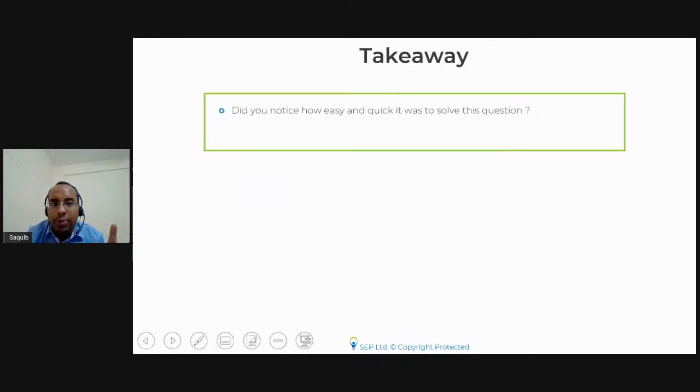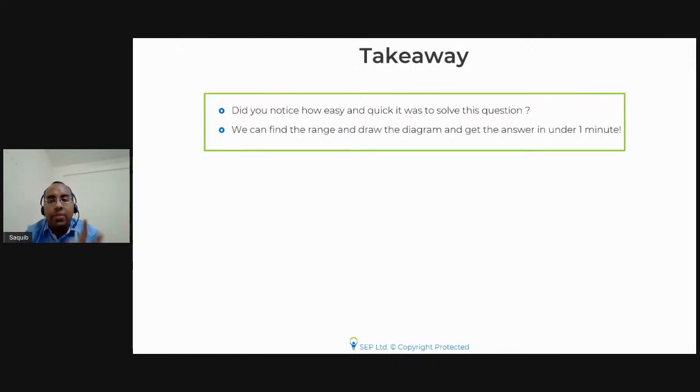The learning that you need to take away is that if you know the exact way of finding the range, like mod of x is something less than a, mod of x is greater than a, you'll be able to find out the range very quickly.